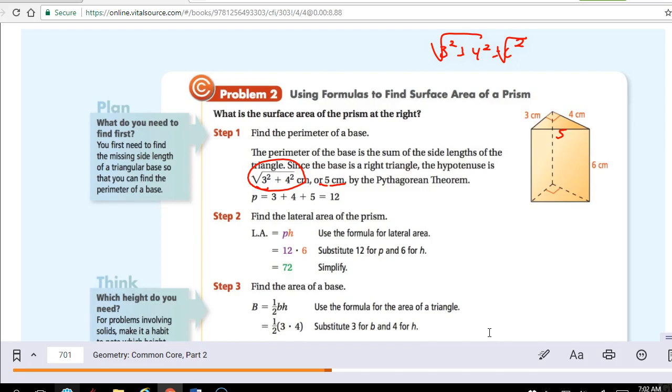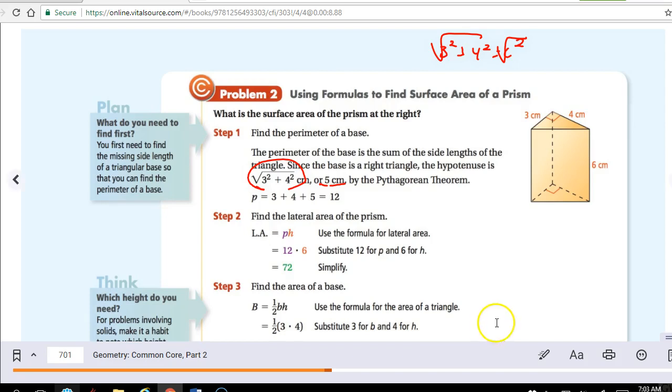Secondly, we have to find the lateral area of the prism, and the formula that was given to you is this right here. To find the lateral area, which are the sides, the back side, the other back side, and then this front side right here, you take the perimeter and you multiply it by the height of that particular prism. So if we add the 3, the 4, and the 5, we end up with 12. So the perimeter is 12, and the height, if you look right here in the picture, is 6. So 12 times 6 is where they're getting 72. Now that's the area of the sides, which is called the lateral area.